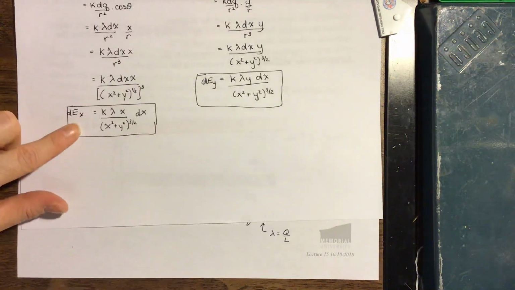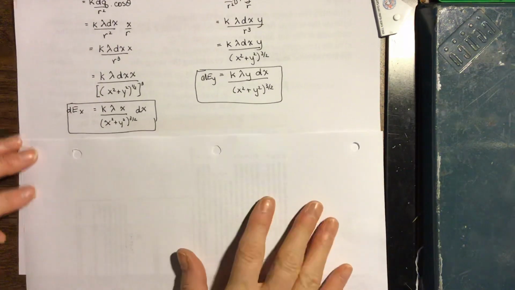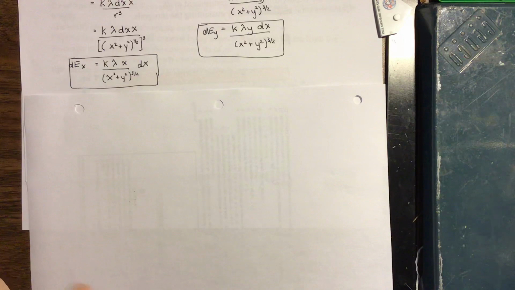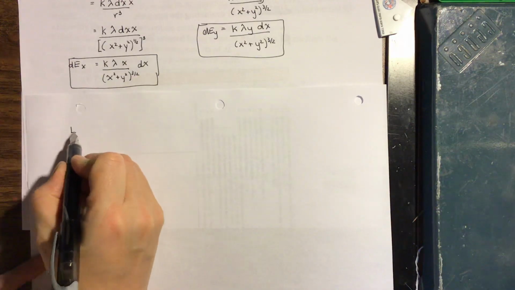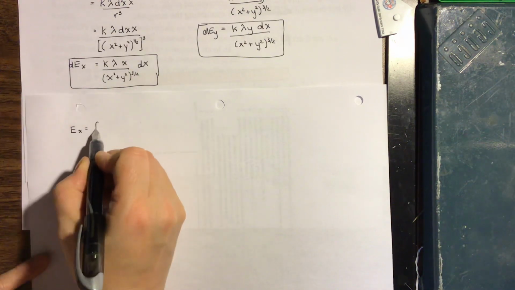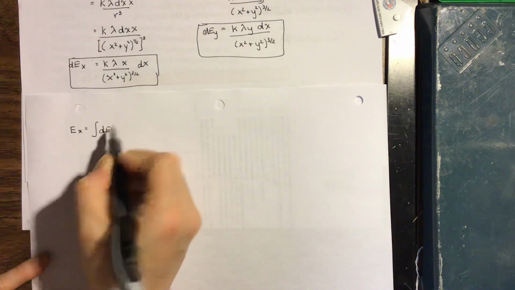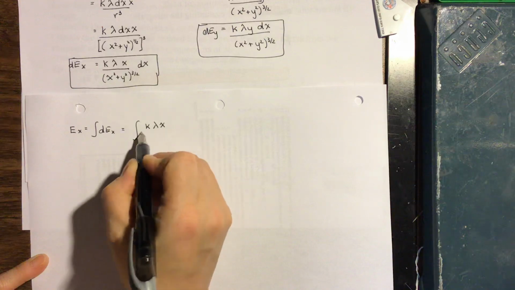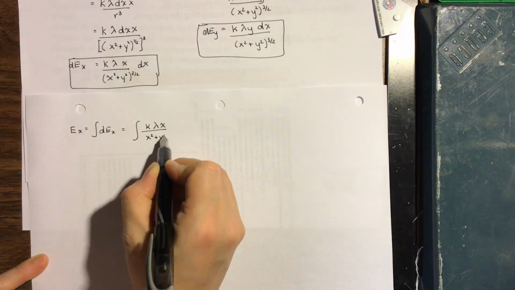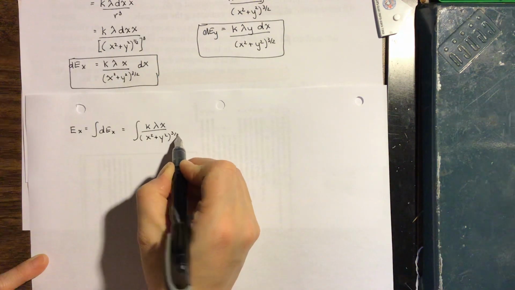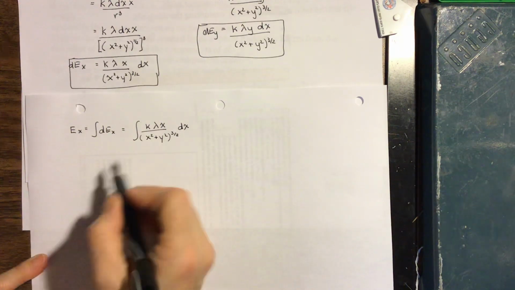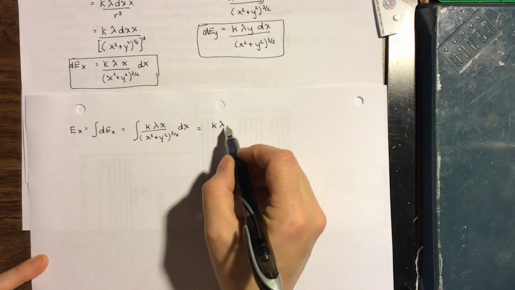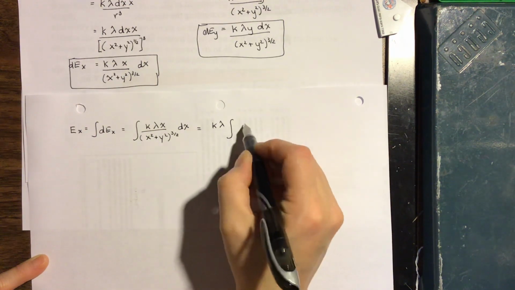So we have our element for the electric field. We calculated that in part C. Now what we'll do is an integral to find the total electric field in the x direction. So our total x component of electric field is the integral of dEx. Fill in what we had for dEx. Now with our integrals, we can take the constants out front. K and lambda come out front. X is a variable, so x has to stay inside.